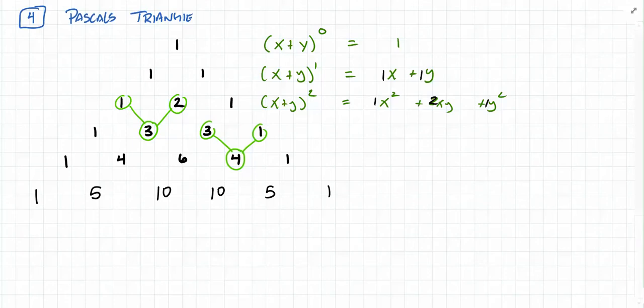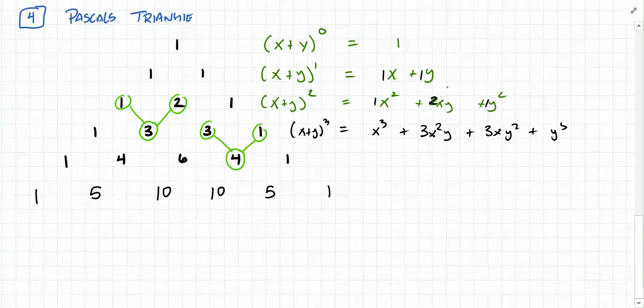Okay, so let's do one more. I asked you then to tell me what was x plus y to the third. You guys told me it was x to the third plus 3x squared y plus 3xy squared plus y to the third. And you'll notice that there's the 1, there's the 3, there's the 3, and there's the 1. Do you see the connection between the two?